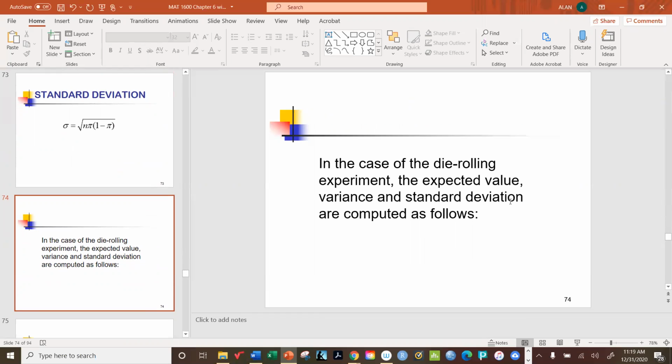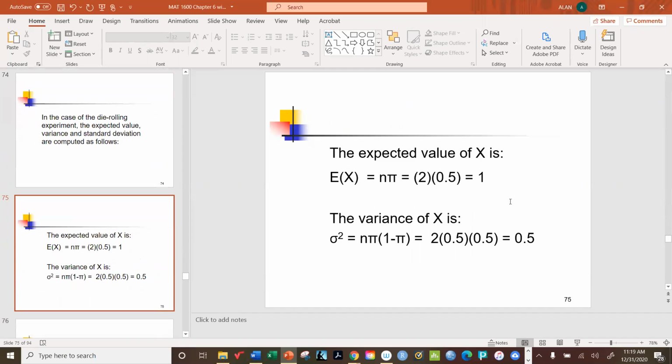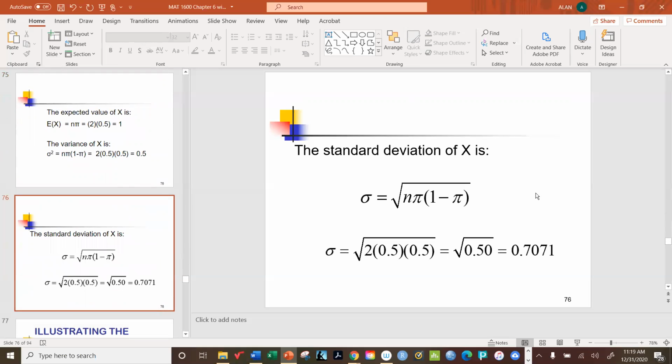Okay, and then we did these actual calculations for the die rolling experiment. And we discovered that the expected number of evens is 1 when we roll the die twice, which makes perfect sense. The variance turned out to be 1/2. And finally, the standard deviation was 0.7071.